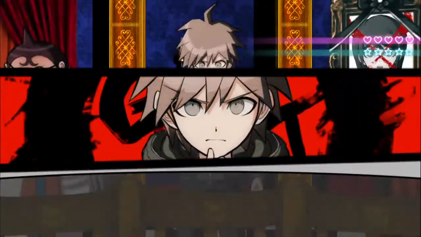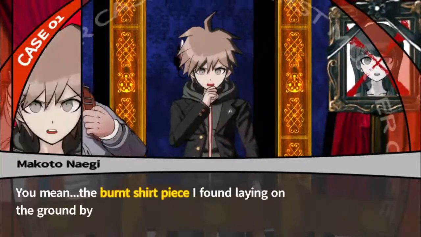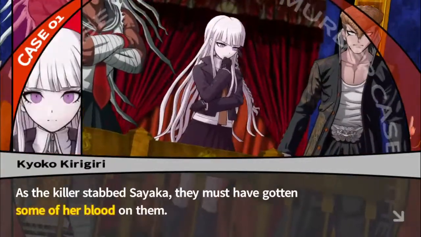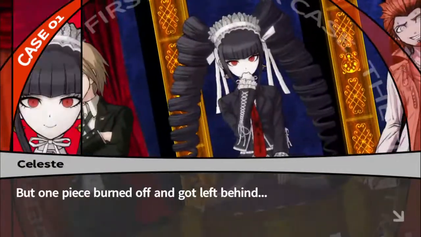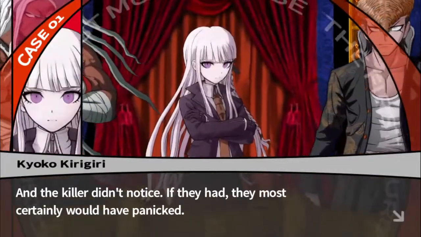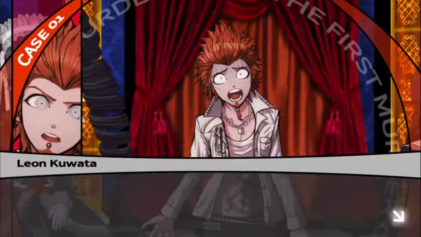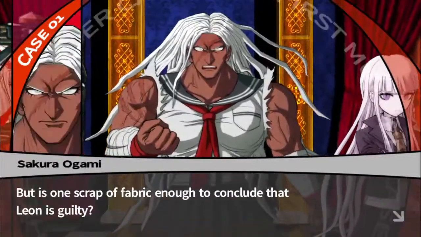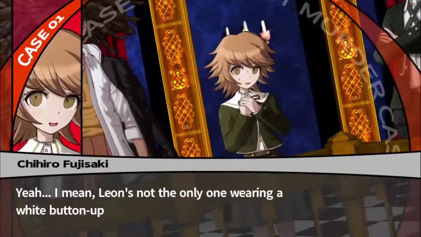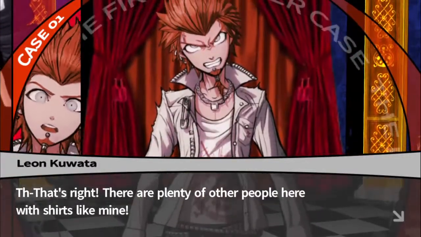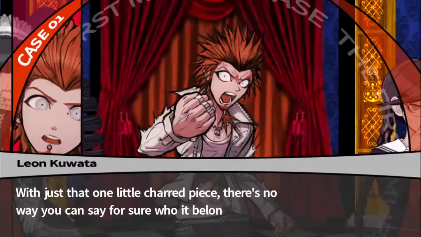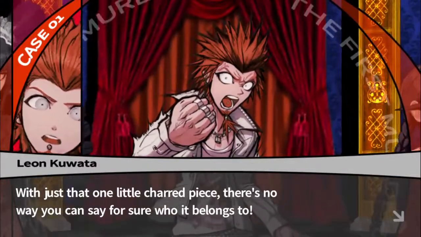I got it! You mean the killer burned the shirt after stabbing Sayaka, to dispose of the shirt covered in the victim's blood. But one piece burned off. And the killer didn't notice. Isn't that right? But is one scrap of fabric enough to conclude that... Yeah, I mean... That's right! There are plenty of other people here with shirts like mine. With just that one little charred piece, there's no way you can say for sure who it belongs to.